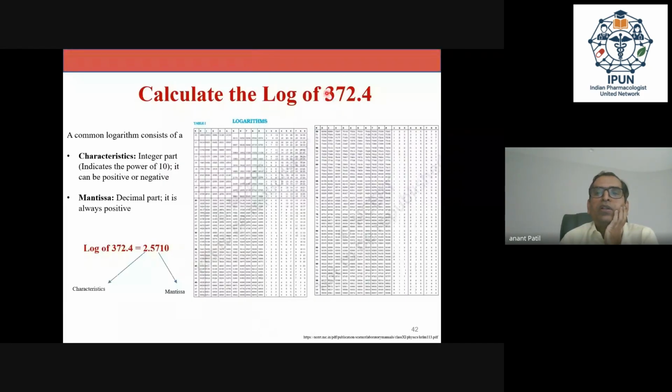Then what you need to do is look at the first 2 digits, 37. Find out where 37 is in the first column. 37 is here. Then look at where 2 is in your row. 37 is here and 2 is here. And then for the next digit 4, you find where 4 is in the second table. Now I have to go to this number and add this number to this. That will become the log of 372. Let me explain with the numbers.